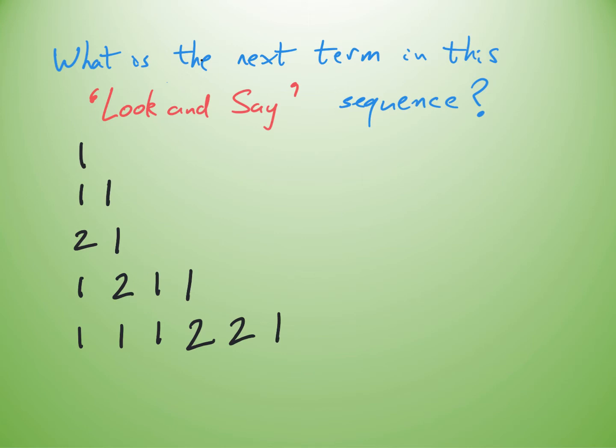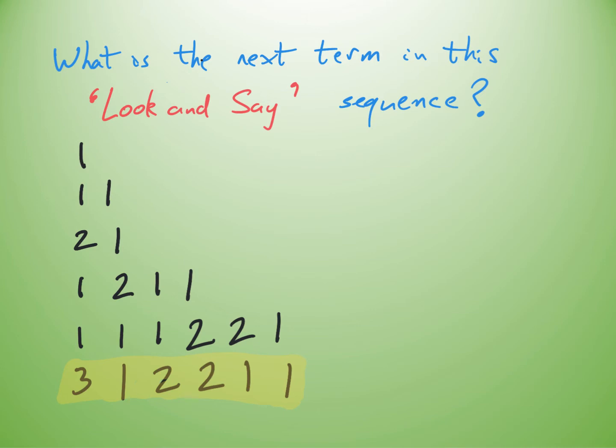So the answer to this problem will be the next line. Now here you can see we've got 3 1s, 2 2s and 1 1. So that is the answer you were looking for. Okay, very well done if you managed to get that.